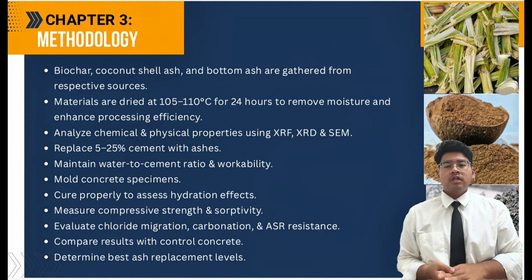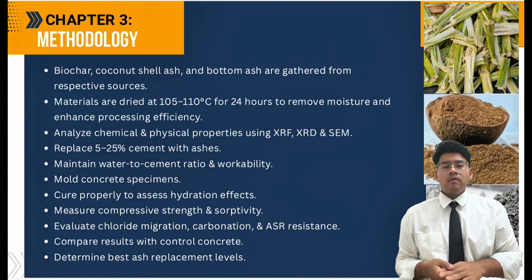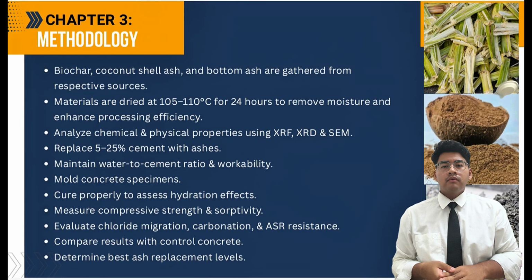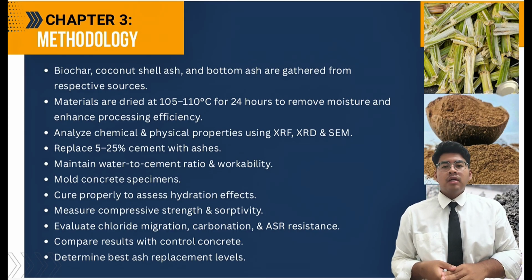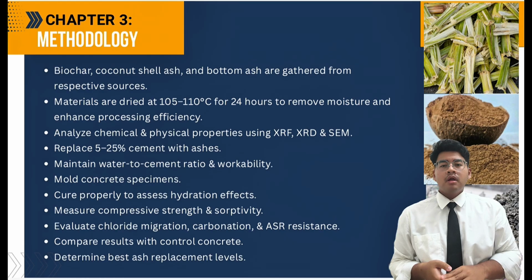Methodology: collect biochar, coconut shell ash and bottom ash, dry at 105 to 110 Celsius for 24 hours. Analyze properties using XRF, XRD and ACM. Replace 5 to 25% cement with ashes. Maintain water cement ratio and workability. Cast and cure concrete specimens. Test compressive strength, sorptivity and durability. Compare with control mix to find the optimal ash level.